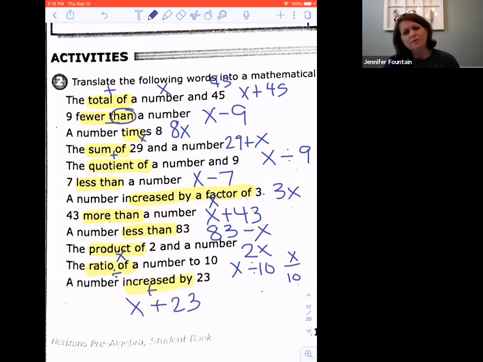Does everybody feel pretty comfortable with these? Feel pretty comfortable knowing what to write where? Awesome.